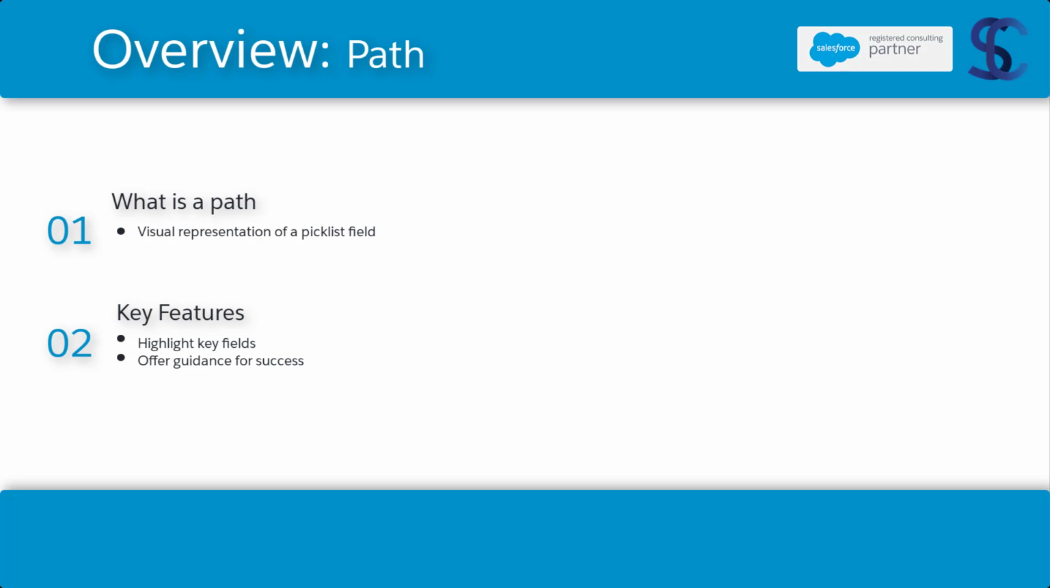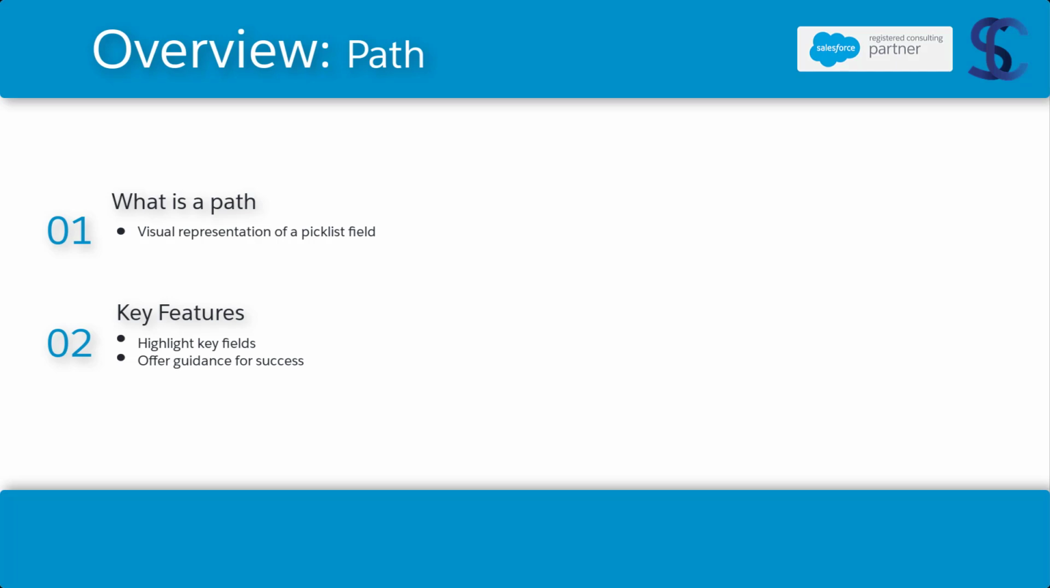Today we'll be discussing the key features of the path and also the benefit it has to your business. The path is just a visual representation of a pick list field in your Salesforce org. This can be any pick list field, but today we'll be focusing on the stage pick list on an opportunity.